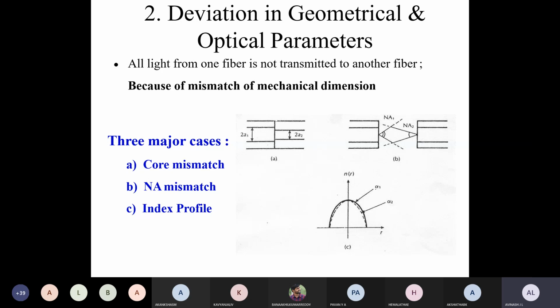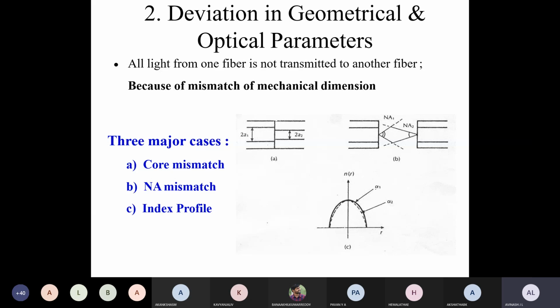Next, in figure B, even though we choose fibers of the same configuration, the numerical aperture is mismatching, that means the acceptance angle. The core and cladding refractive indices are both changed, but the core diameter is the same. Even then there is a mismatch, and the wave will not propagate. Core diameter, cladding diameter, core refractive index and cladding refractive index should all match. If any one does not match, we cannot go with this connection.